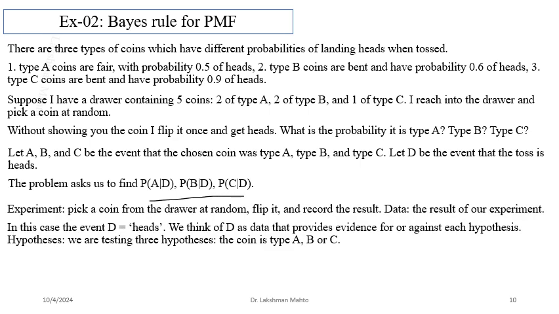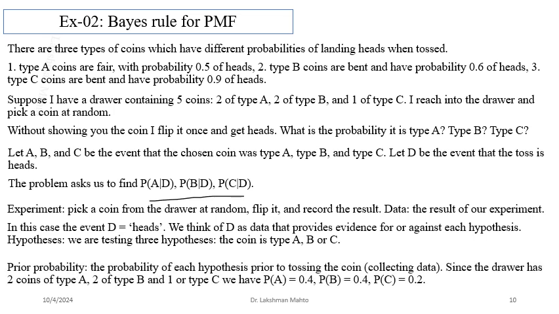So the experiment is to pick a coin from the drawer and flip it. I am trying to formulate this; this is the first approach. The probability of each hypothesis prior to tossing the coin: since the drawer has 2 coins of type A, 2 coins of type B, 1 coin of type C, you can take the prior probability as empirical, frequentist probability. How many coins are there? 5 coins. In the 5 coins, how many of type A? 2. So it would be 2 by 5.